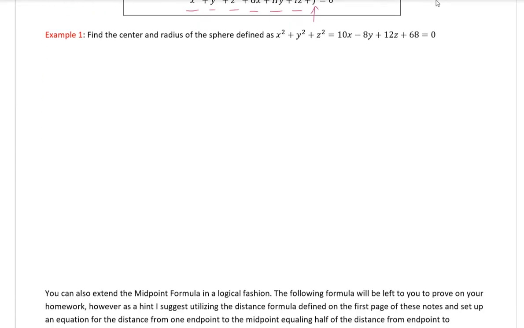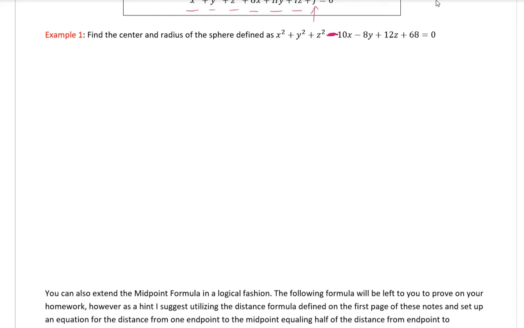So in this question, we're going to find the center and radius of the sphere defined by x squared plus y squared plus z squared. That should actually be a minus 10x minus 8y plus 12z plus 68 equals 0.